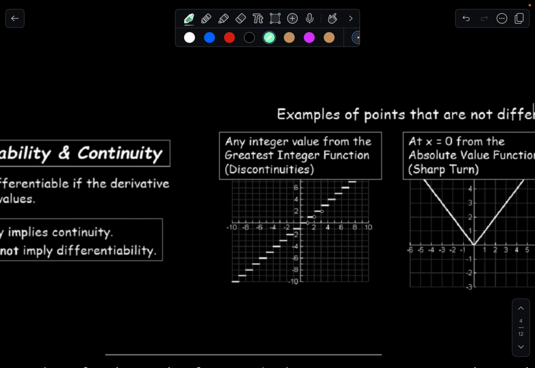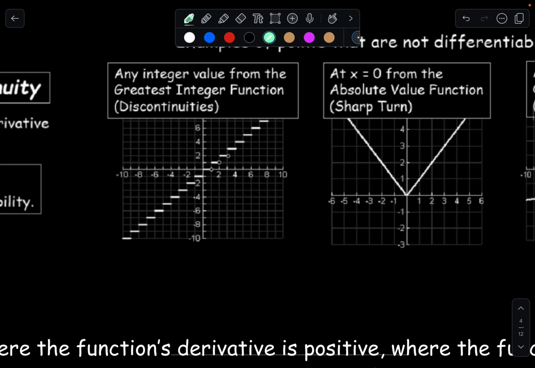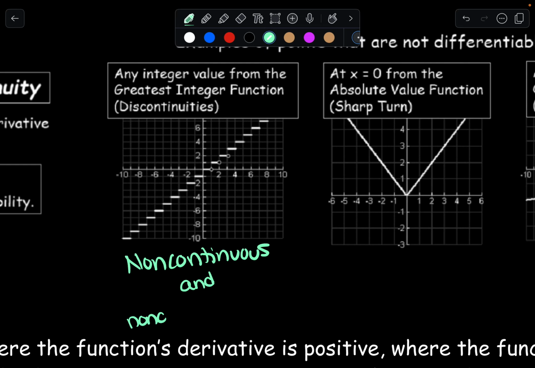So if we take a look at the greatest integer function, aka the step function, okay? There are an infinite number of breaks here. It is not continuous, all right? So at those moments where it's not continuous, if you think about what we talked about with the slopes from approaching either side of a point, when they are not the same, then that's going to cause a point to be non-differentiable, okay? So it's not continuous and non-differentiable.